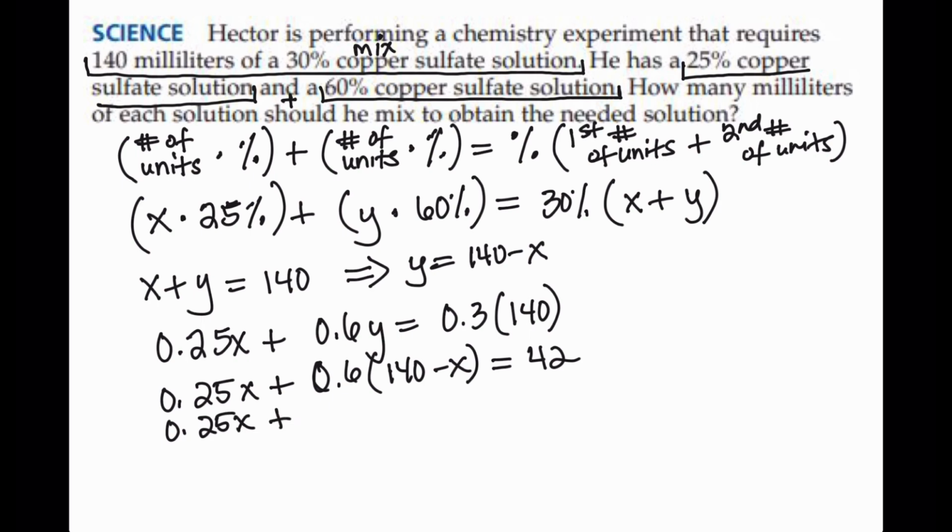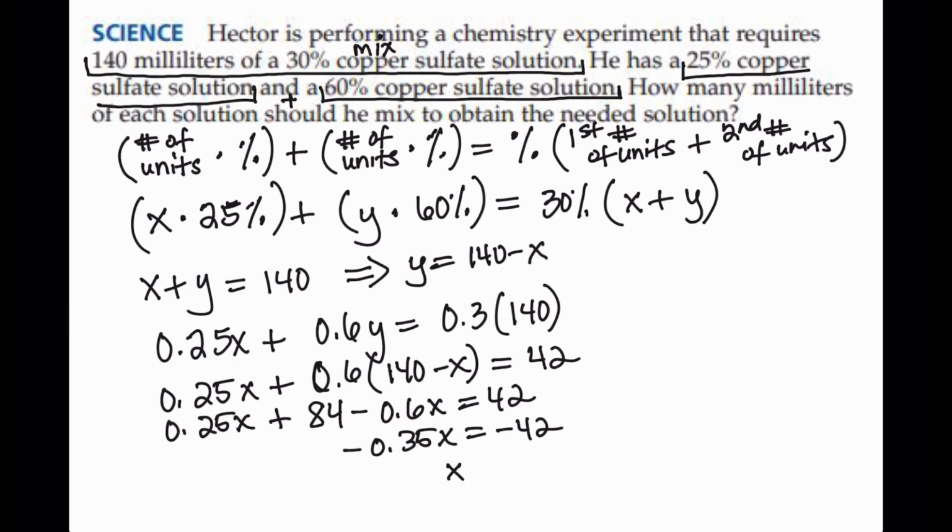0.25x plus, gotta get my calculator here. We have 0.6 times 140. That gets us 84 minus 0.6x is equal to 42. Let's combine like terms. 0.25 minus 0.6 gets us negative 0.35x. And then subtract the 84 from both sides, you get negative 42.